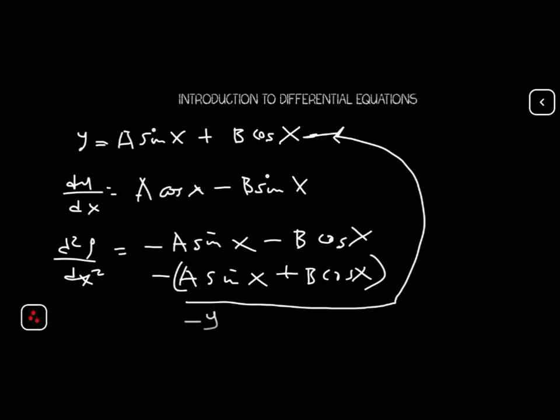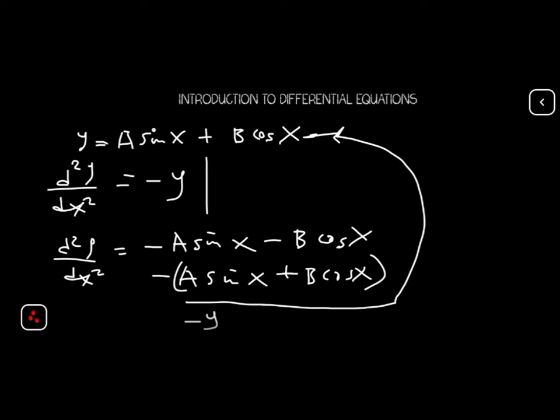So we could rewrite this to be minus y. Therefore, writing the differential equation for this would be d squared y over dx squared is equal to minus y. If we add y to both sides, we would have d squared y over dx squared plus y is equal to 0. We have formed this differential equation and this is our answer.